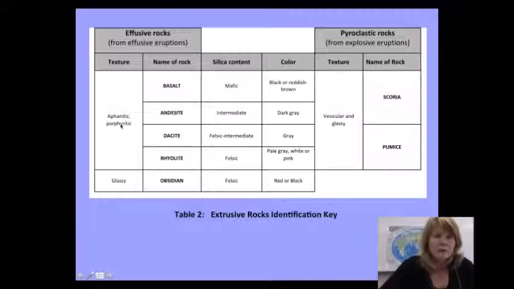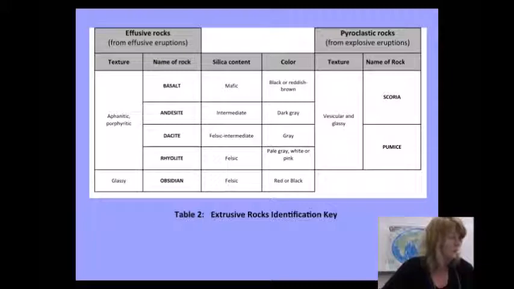So the texture could be aphanitic or porphyritic, which is also listed on the previous table, but this summarizes it again. Or it can be glassy in texture, or it can be vesicular. And here it says vesicular and glassy, but it's going to be hard to see the glassiness because it's kind of smaller surfaces, so just look for vesicular. So aphanitic, porphyritic, large crystals in a fine groundmass, glassy, vesicular.